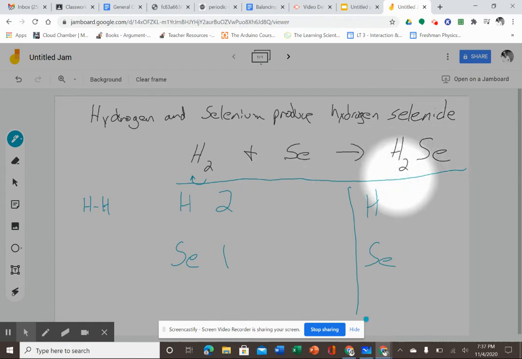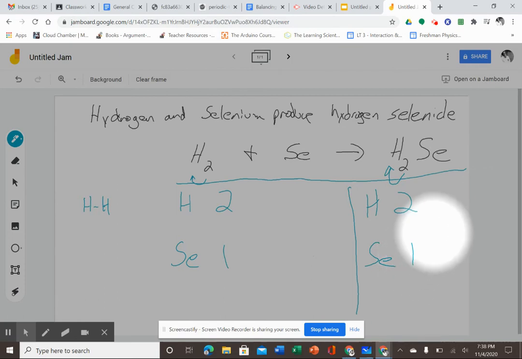So then when I go over here, and I'm just doing my accounting right now, this little subscript 2 goes only for the H. That means in every packet of hydrogen selenide that we get, we have 2 hydrogens. The selenium, there's no subscript there, but if there's no subscript, that means there's 1. So I have 1 there.